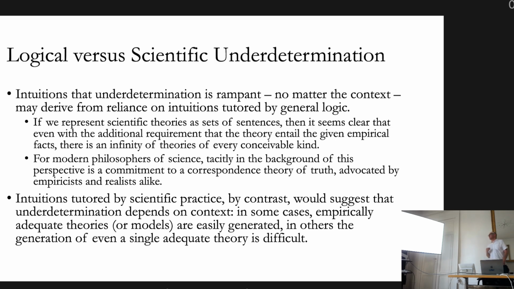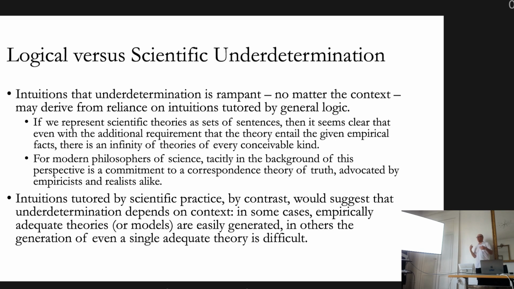So, for example, if we represent scientific theories as sets of sentences, as in the syntactic way of thinking about theories, it seems clear that even with the additional requirement that the theory entail the given empirical facts, there's an infinity of theories of every conceivable kind. You could just add more sentences of various kinds and more complicated stories, connecting sentences together, more theoretical content, and so on. So there are all kinds of possible theories. But I think this is starting to point towards the role of truth in all of this.